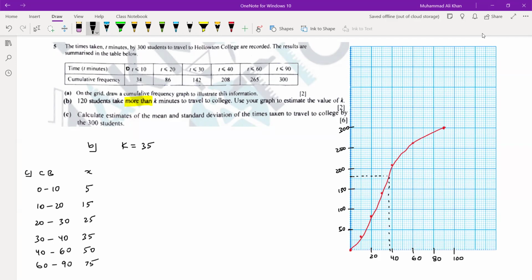And after that, the column of frequency. The column of cumulative frequency is given. We just have to subtract the previous one to get the frequency. So now, how to calculate?